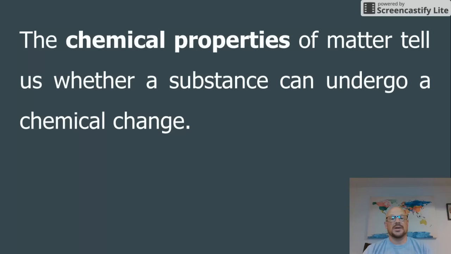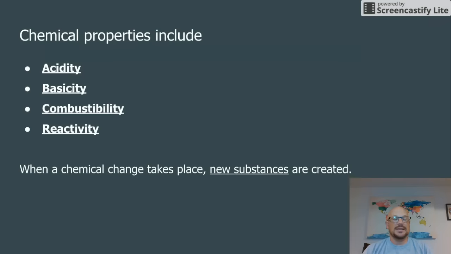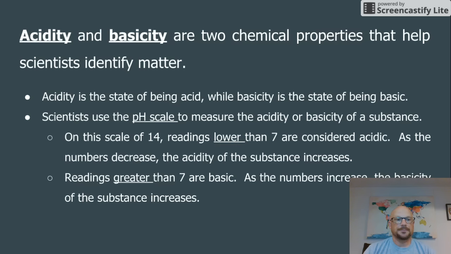Next, we're going to talk about chemical properties. Chemical properties of matter tell us whether the substance can undergo a chemical change, where things actually change into a new substance. Some of those that we're going to look at are acidity, basicity, combustibility, and reactivity. When a chemical change takes place, a new substance is created. In a physical change, it doesn't change what the substance is. It just changes one of the characteristics. In a chemical change, a new substance is created. So chemical properties are going to show what happens when that new substance is being created, or how they react and interact with other things around them.